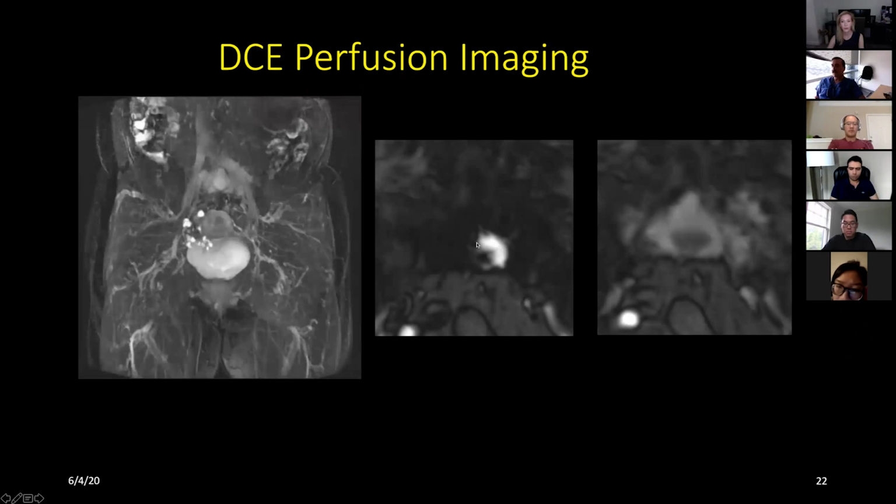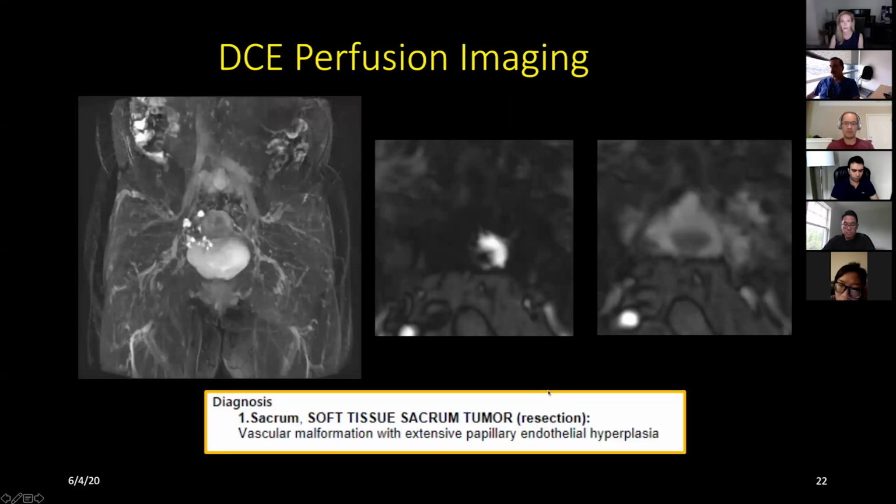And this is just the static images of the same. This is the early arterial phase, and this is the delayed phase. So there's really nothing else that you can put in this when you have something like this on your perfusion maps. And the patient was taken to surgery, and that's exactly what it turned out to be, a vascular malformation.